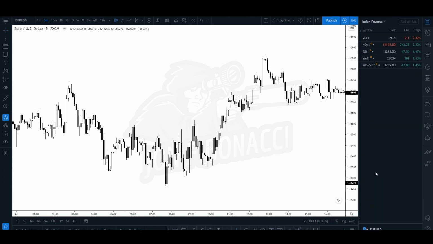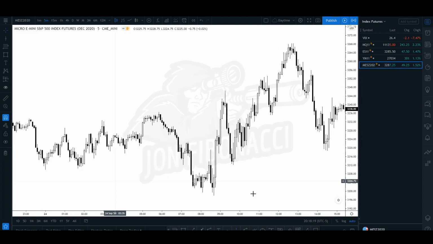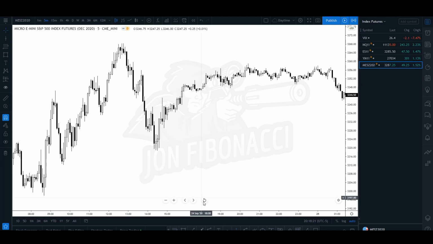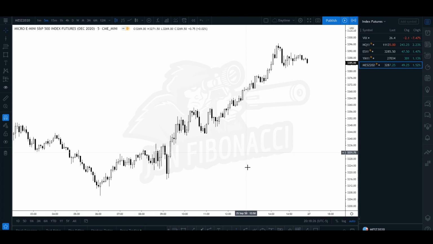We'll look at the indices really quick because I'm a big fan of the index futures. All right, so here is today's price action on the S&P 500. These are the micro E-mini S&P 500 futures, the December contract. We just got done with the September contract, and now we're moving where the most volume is and where the most open interest is, which would be the December contract. So that would be MESZ 2020.